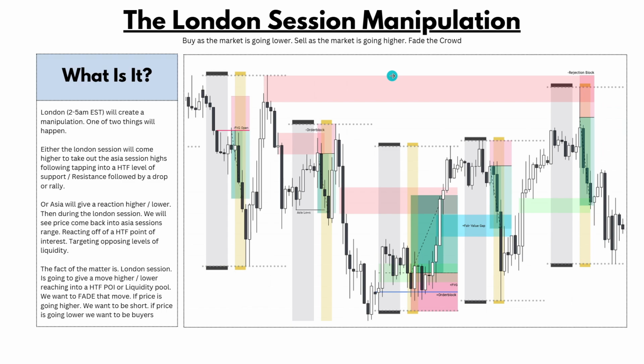The first model is the London session manipulation, which the London session is between 2 a.m. to 5 a.m. Eastern Standard Time, and this will create a manipulation where one of two things will happen.